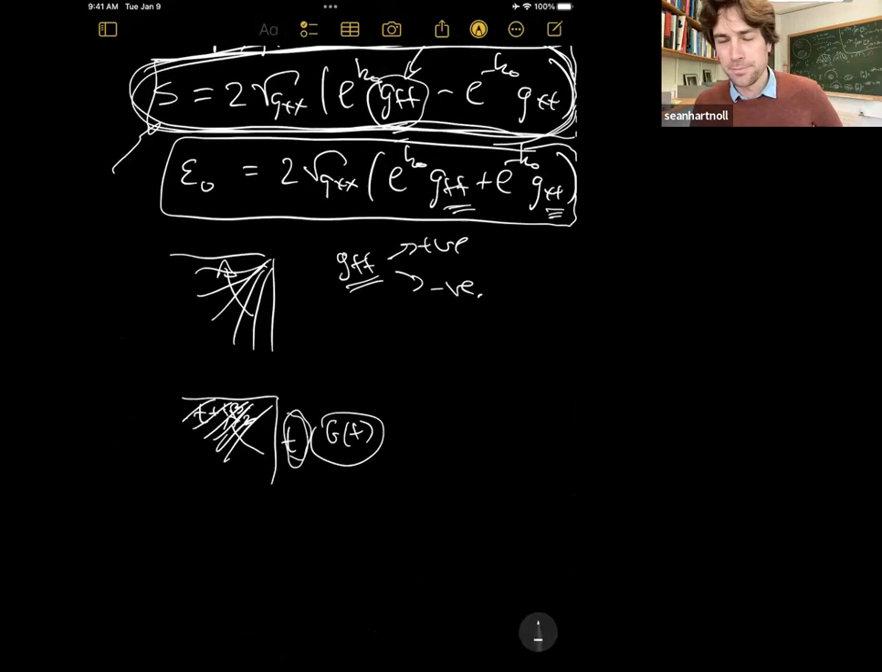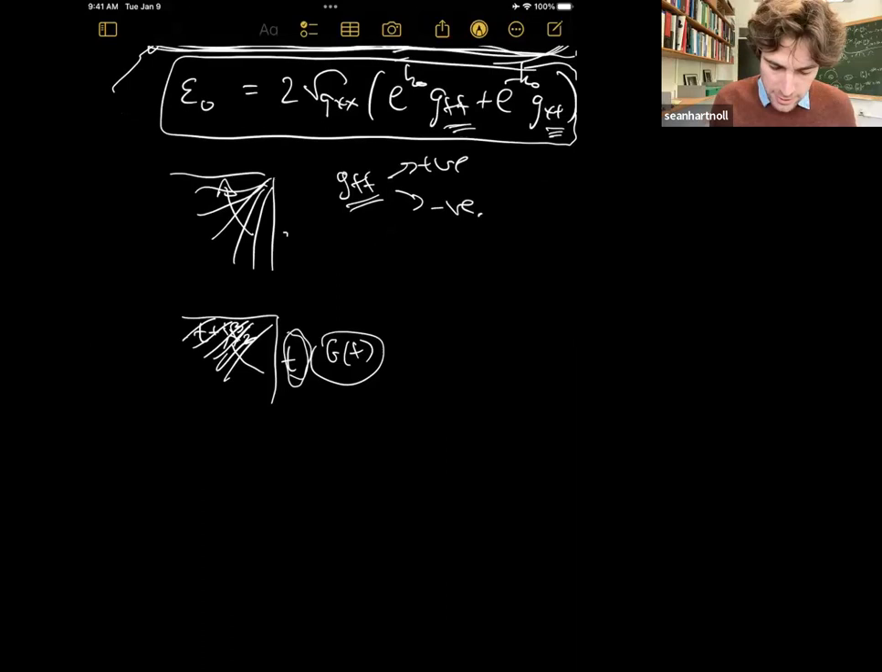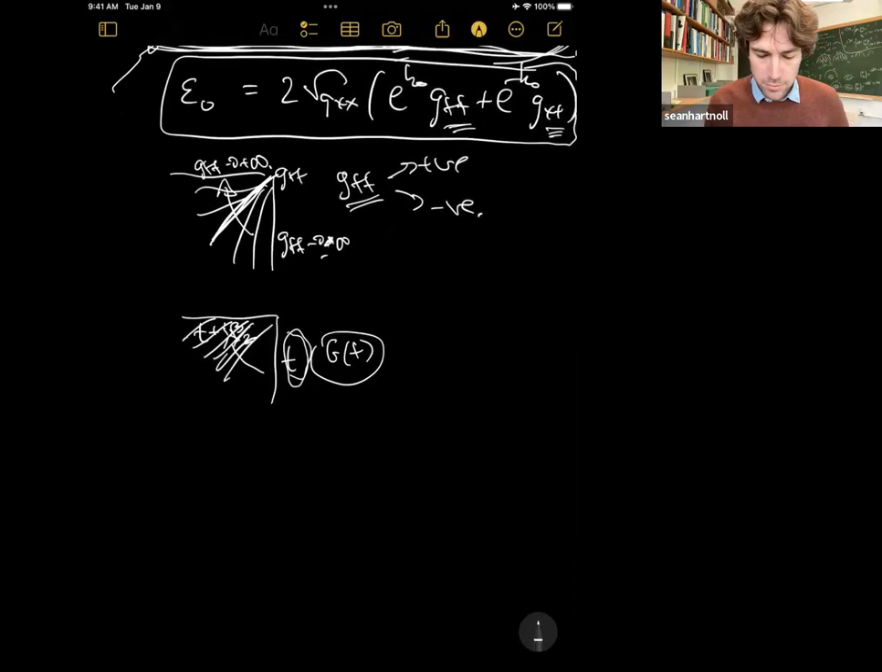Because this coordinate T is not appearing. There's no coordinates, just the metric functions. Good. So once again, GTT goes to plus infinity, minus infinity at the boundary, and GTT goes to plus infinity at the singularity, and it goes through zero at the horizon.